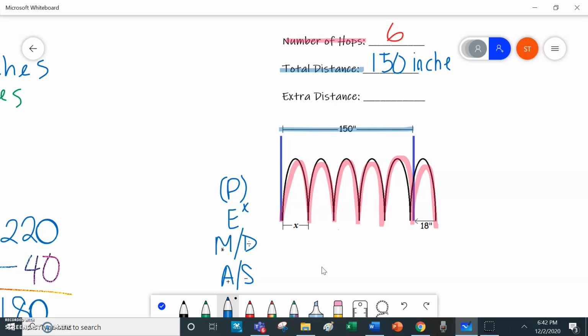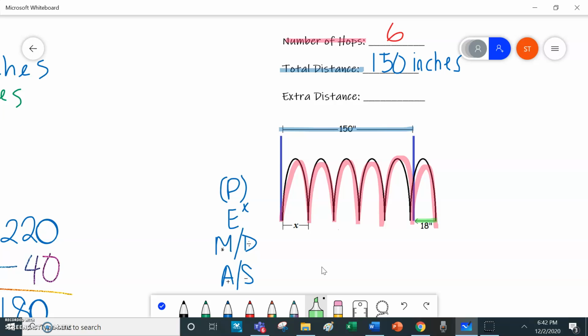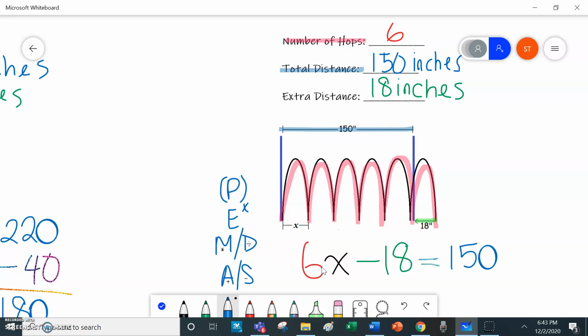Finally, I'm looking for my extra distance, and my extra distance is 18 inches, and I need to make a mental note that that 18 is going backwards to the finish line. So that's going to play a part when I write my equation. So now I have enough information, I can go ahead and write my equation. So I have 6 hops of unknown values, so that's 6x. And then my 18 is going to be subtracted because it's going backwards to the finish line. I'm still going to have a total distance, and this time it's specified to be 150.